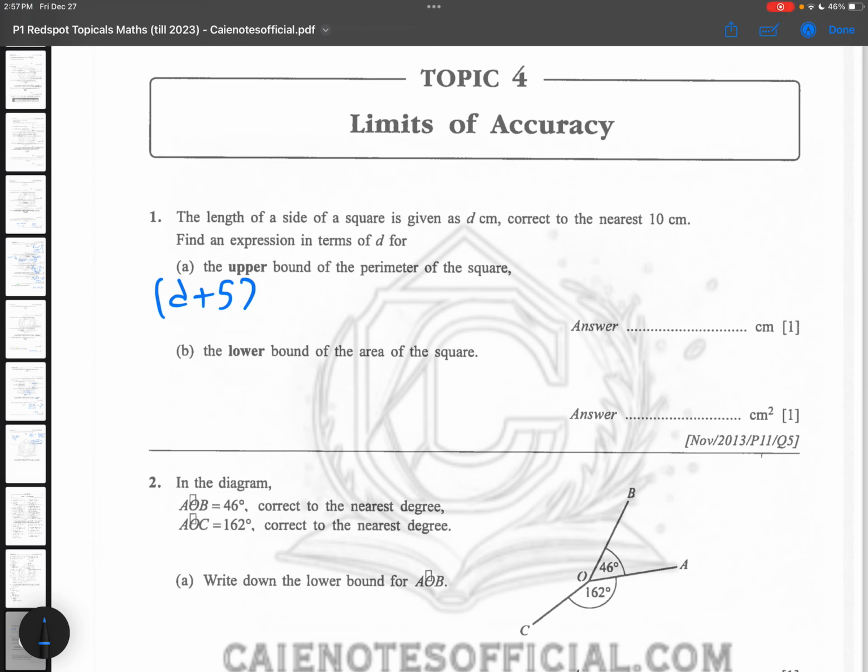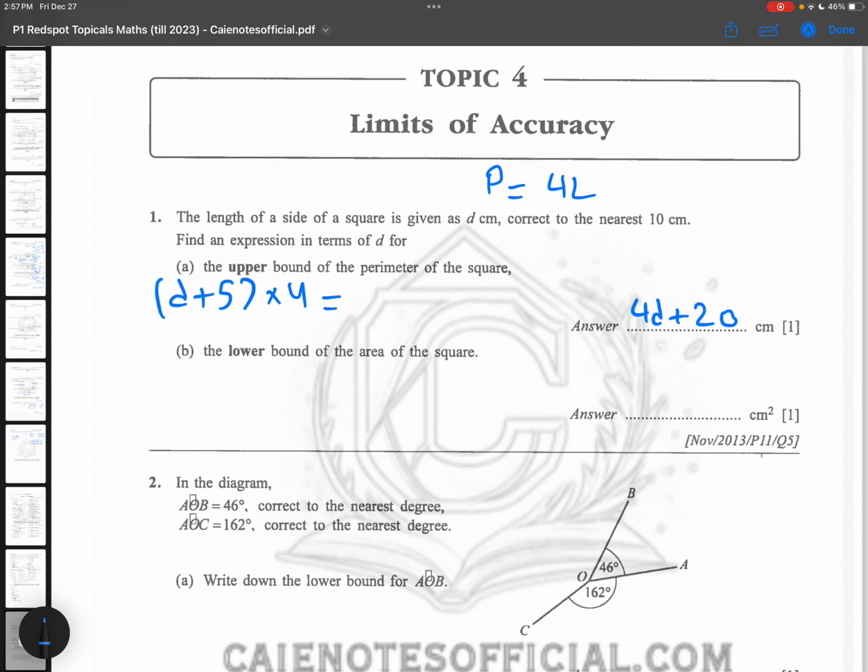This is the upper bound for the length, and we need to calculate the perimeter. So the formula for the perimeter of a square is 4L. So we will multiply 4 with the length, and the length is d plus 5. When we expand this expression, 4 multiplied by d will be 4d, and then we multiply 4 with 5, so we get 20. 4d plus 20. So this is the upper bound of the perimeter of the square.